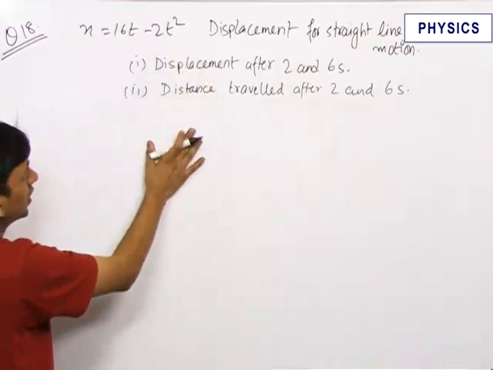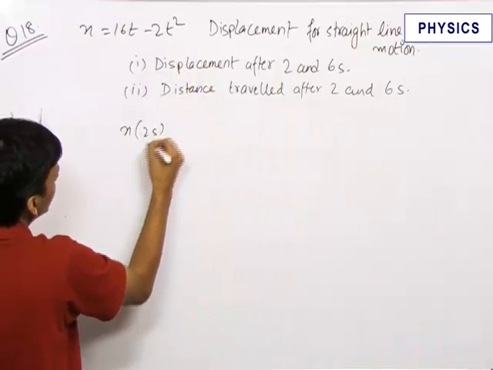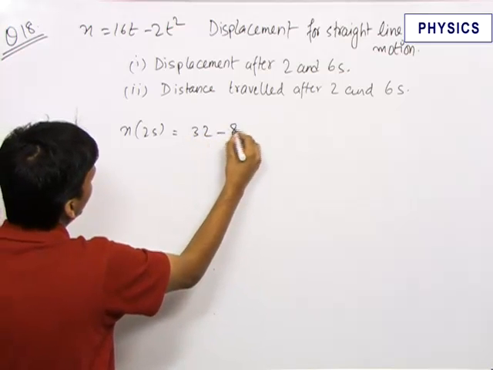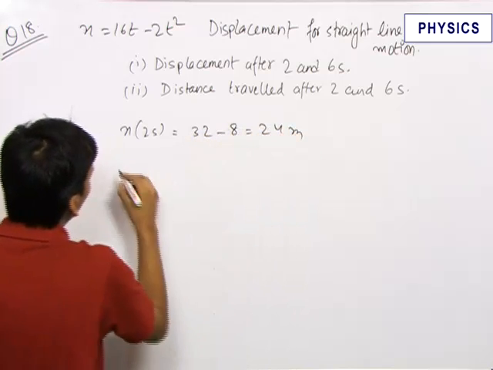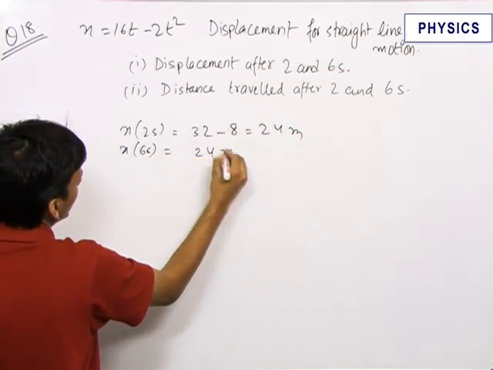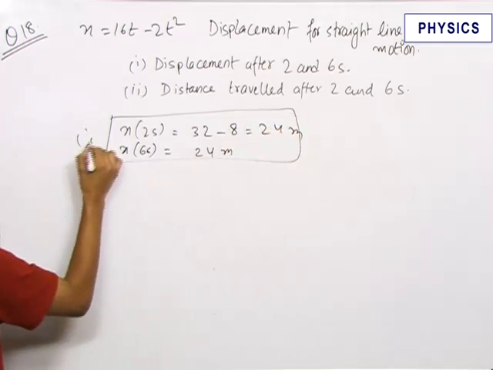We need to just put in the values of time to get the displacement at 2 seconds is equal to 32 minus 8, that is equal to 24 meters. The displacement after 6 seconds again comes out to be 24 meters after substituting the values. So the answer for the first part is quite straight.